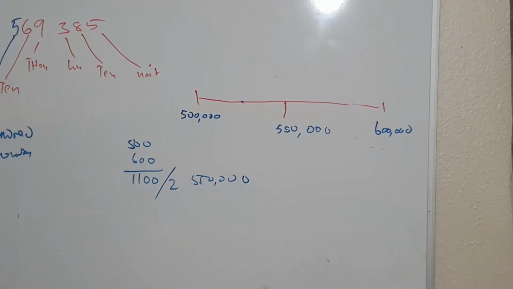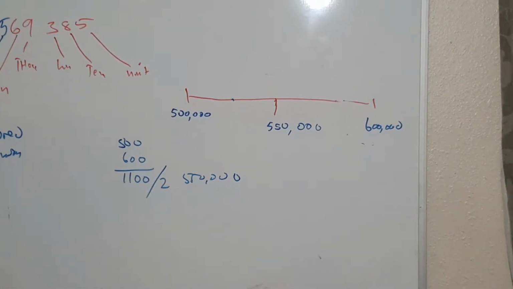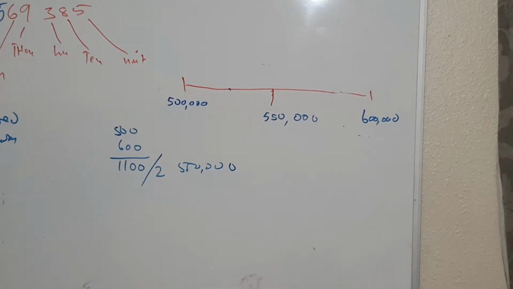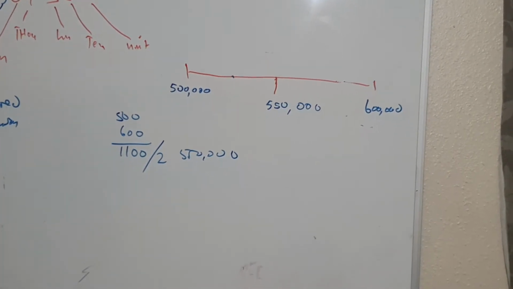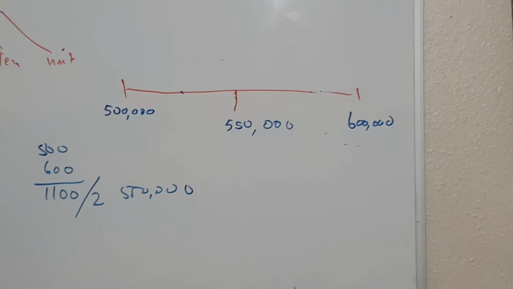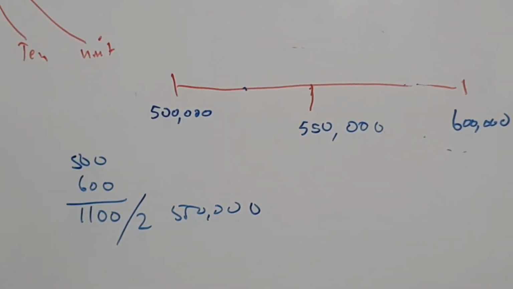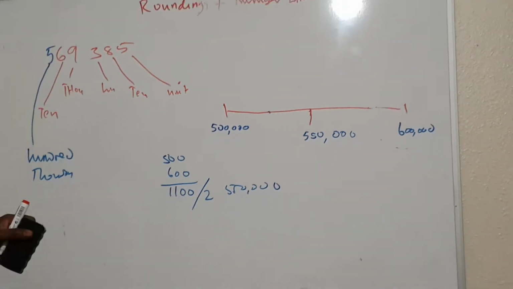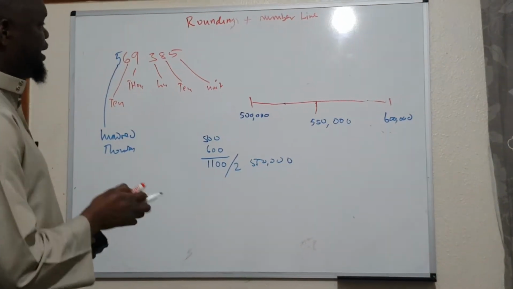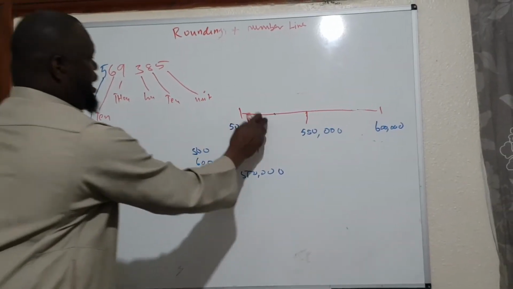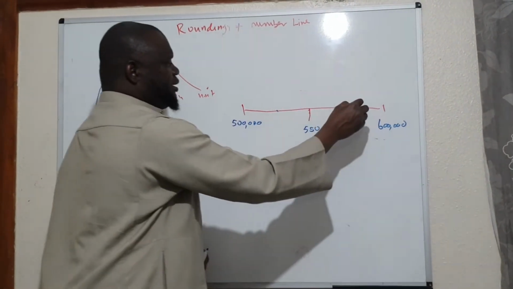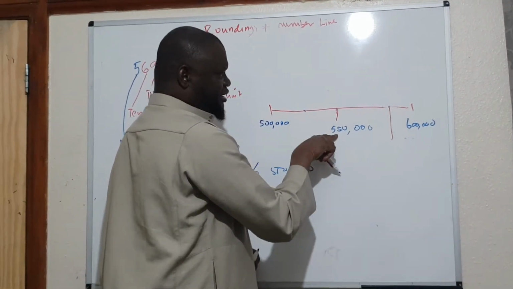The average of the two. Basically, the middle number, innit? Yeah. So 1,000, you add them together, divide by 2. That will give you what the middle number will be. That's the test. Now let's look at our number. It's 569,000. Where would it be? Here or here? Of course, it will be here because it is more than 550,000.